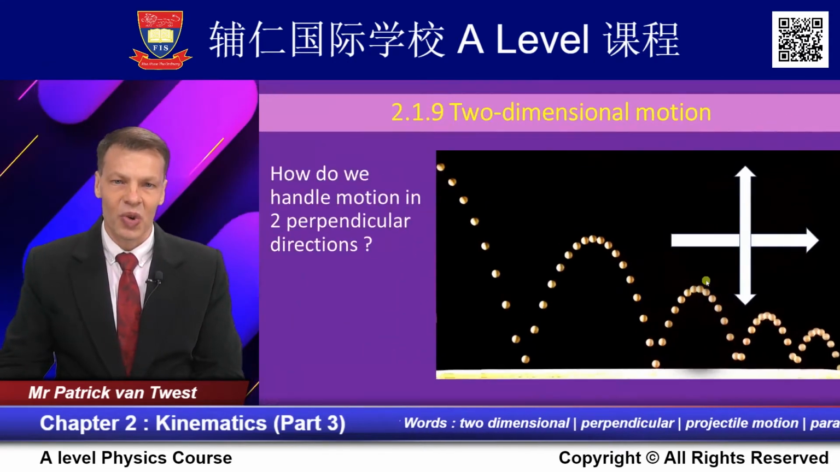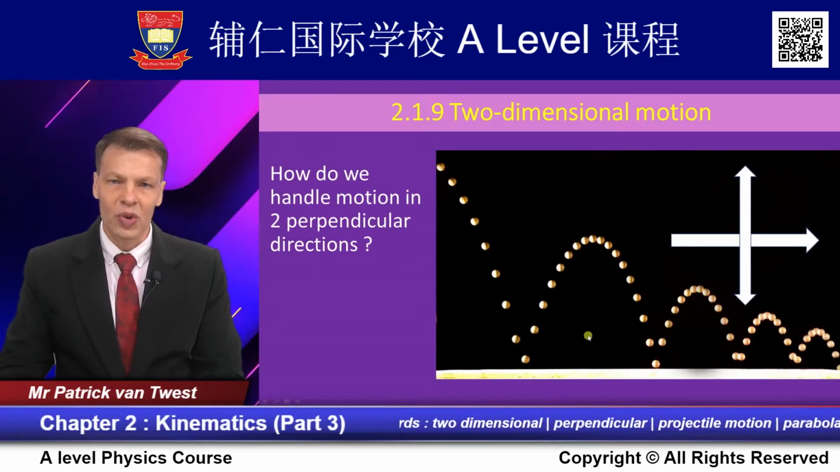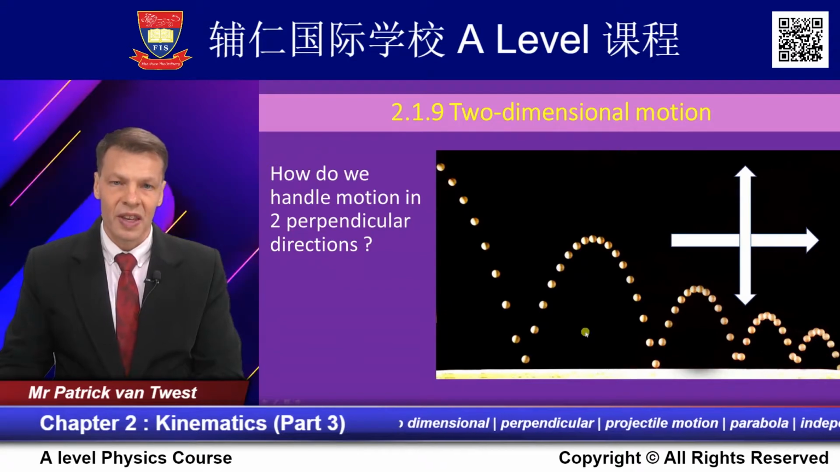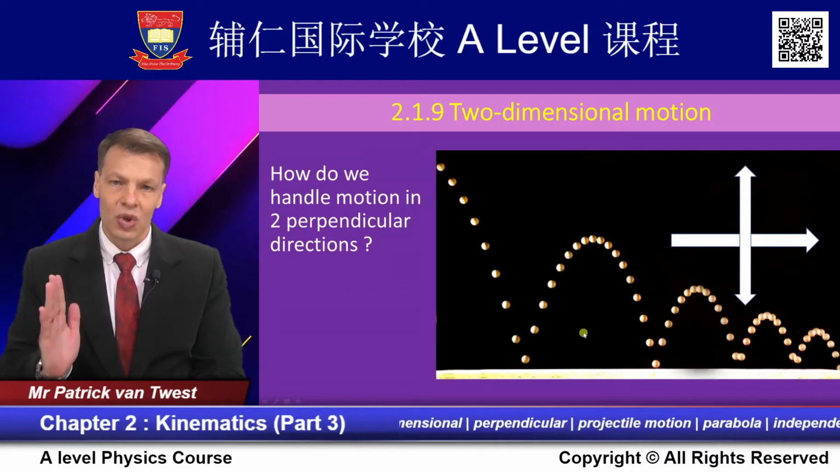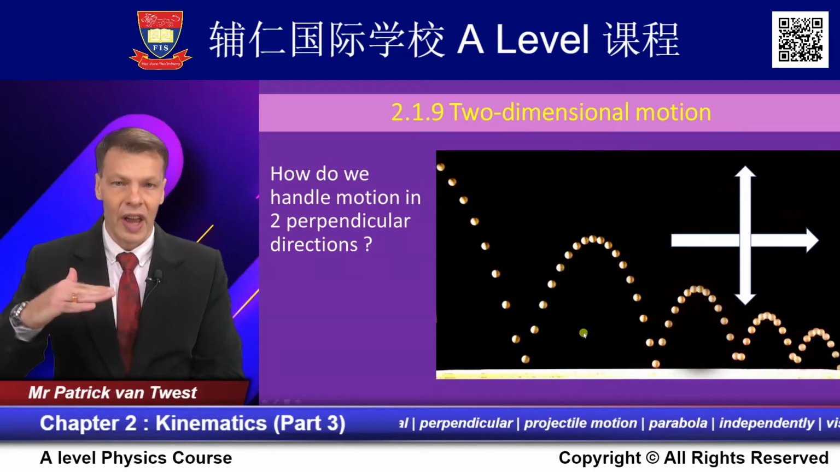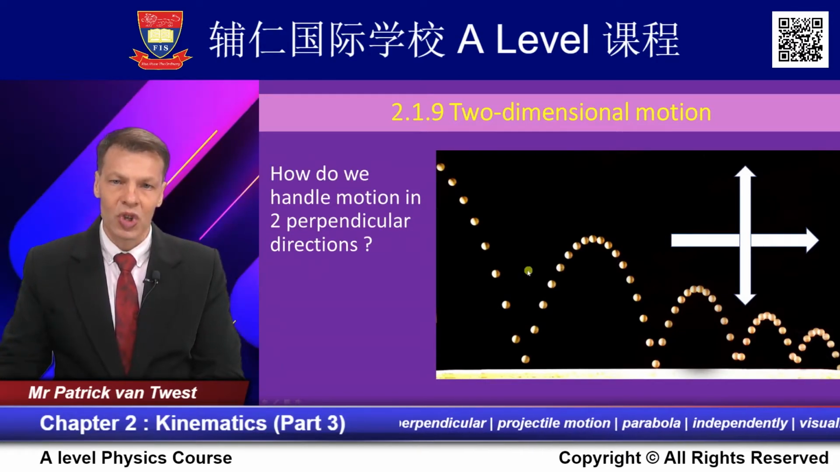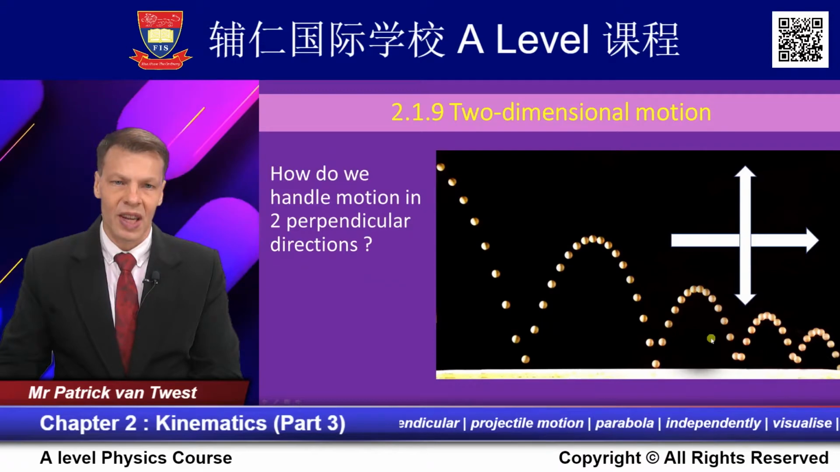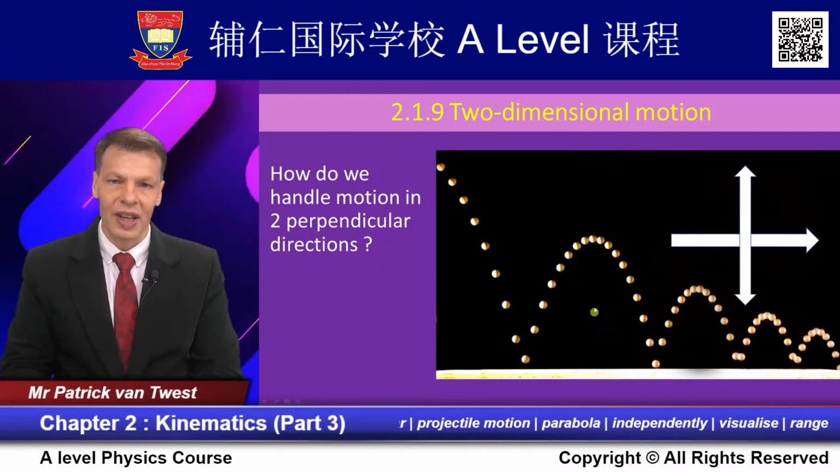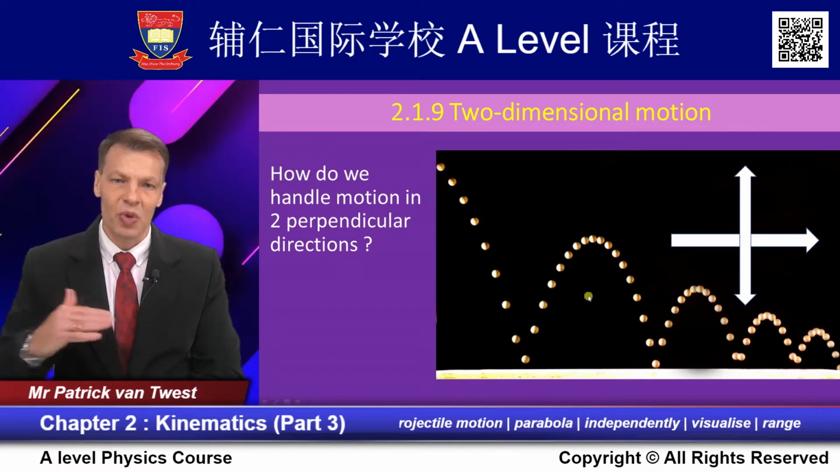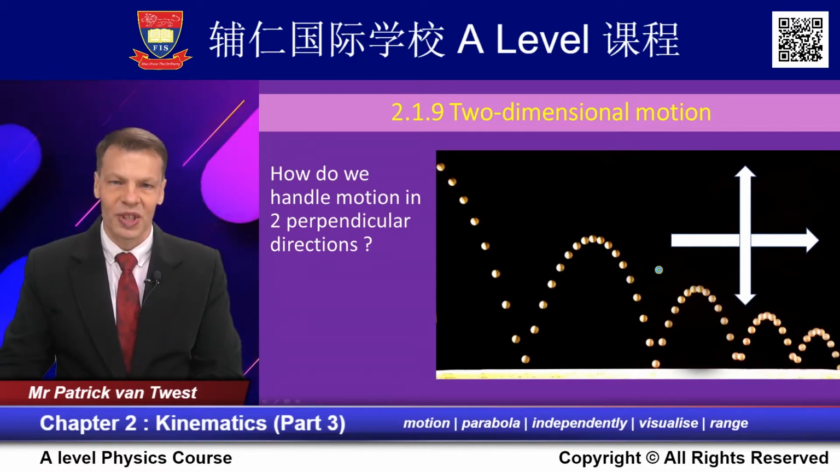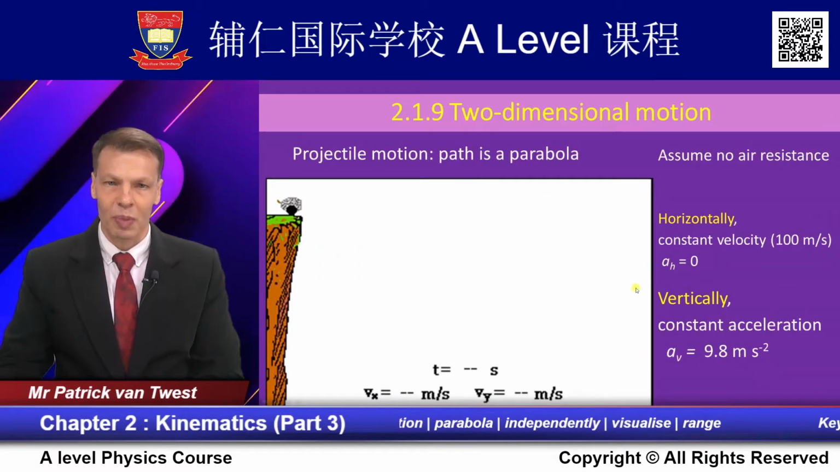But I left you with a question. I asked you what could we do, or how would we approach things if we had now two perpendicular directions, like vertical and horizontal, if we had motion in those two directions going on at the same time. If you look at this picture here, there's a ball moving vertically up and down, but it's also moving horizontally. How do scientists handle this? Well, we're going to explore that today.